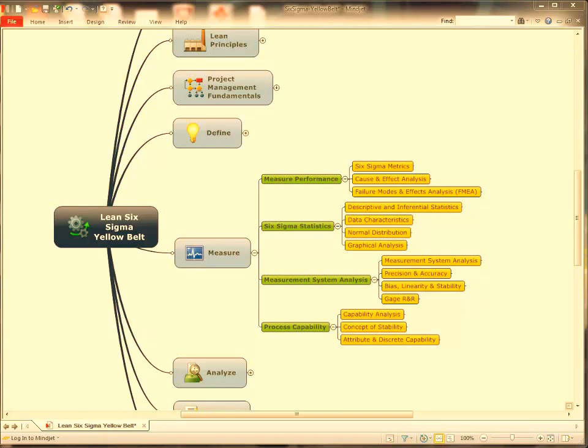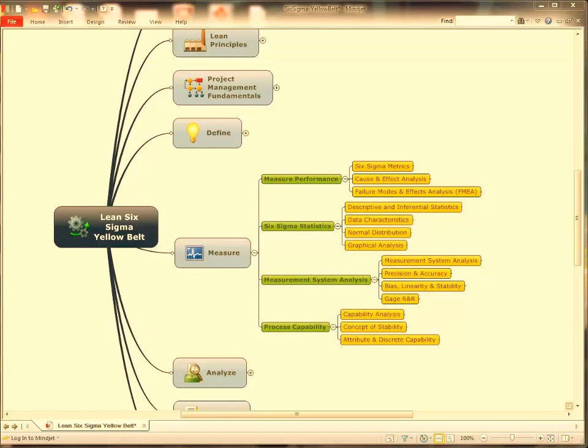And then for measurement systems analysis, we're going to learn that the measurement system can also cause noticeable variation. So we need to analyze the measurement system itself. We'll cover the difference between precision and accuracy in our data. We will cover bias, linearity, and stability. And then we'll have the gauge R&R, which stands for gauge repeatability and reproducibility. And this measures the amount of variation in the measurement system.